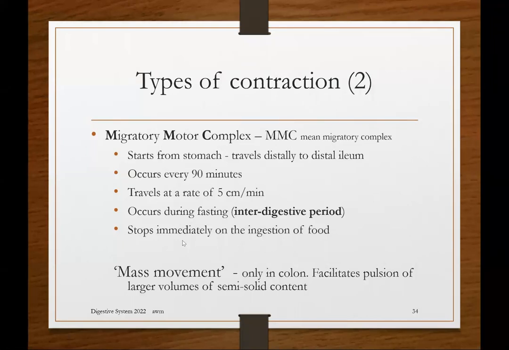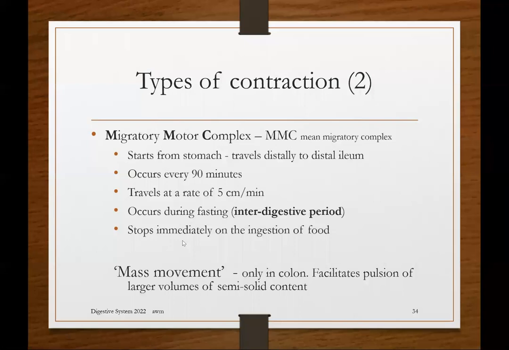You also have another type of movement, which is known as the migratory motor complex. Usually it's abbreviated as MMC. And what happens, it's migratory because you get a ring of contraction that starts from the pyloric part of the stomach. It travels distally, that ring of contraction.